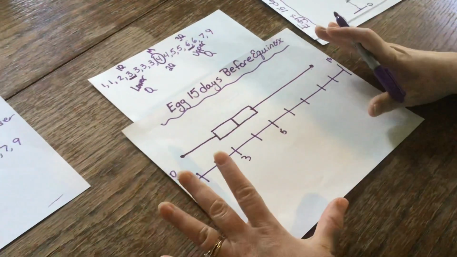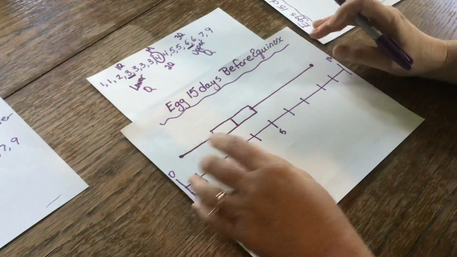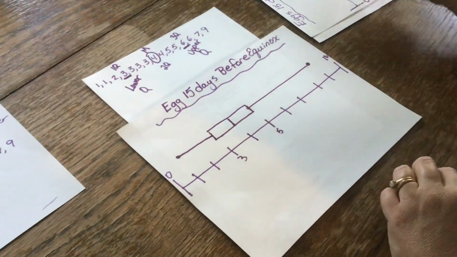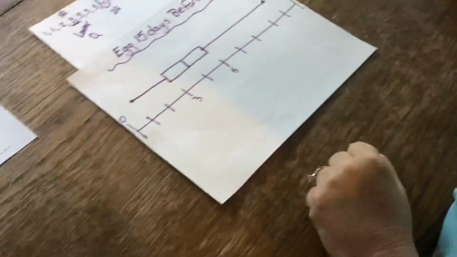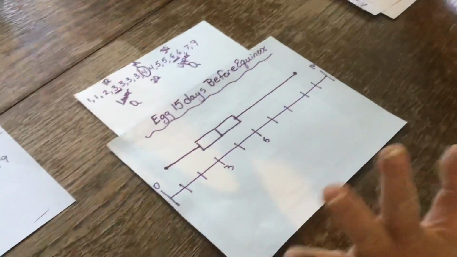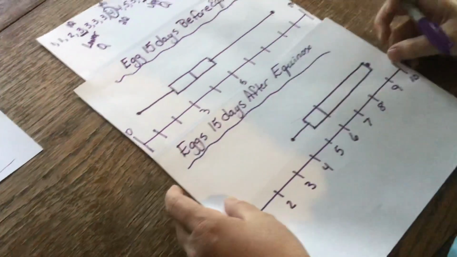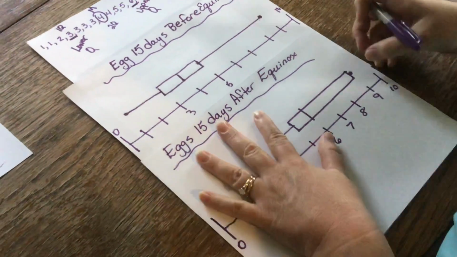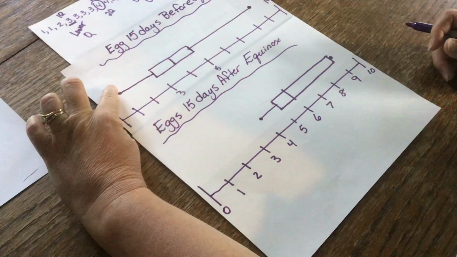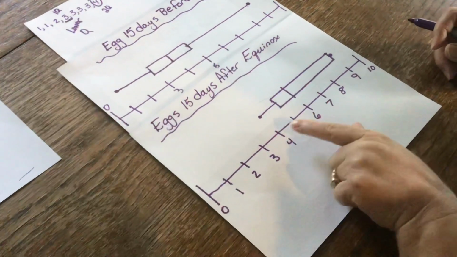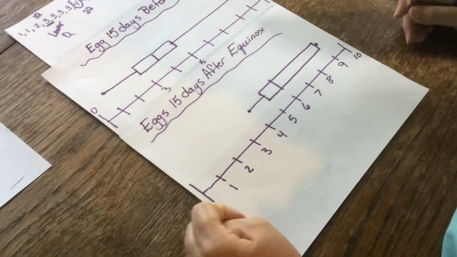So you can see on this data set, it's pretty spread out. I've got very long whiskers and a fairly compact middle section. Now let's compare this to the box and whisker plot that I made for the 15 days after the equinox, and you'll see why I said that light matters. For the 15 days after the equinox, aren't you impressed that I made these number lines kind of the same length? The minimum before the equinox was 1. The minimum after the equinox was 4. So that's a pretty big difference considering the size of the numbers that we had.